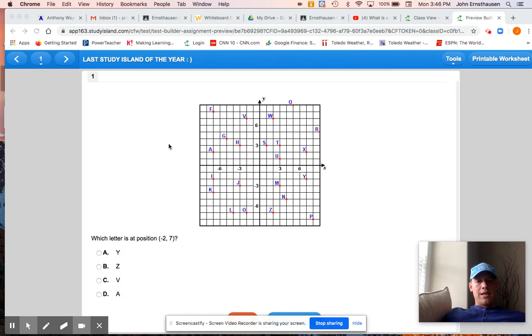Okay, number one in my list here, which letter is at position (-2, 7)? The X is first, then the Y. So I go over to -2, and that would go up to 7 because it's positive.